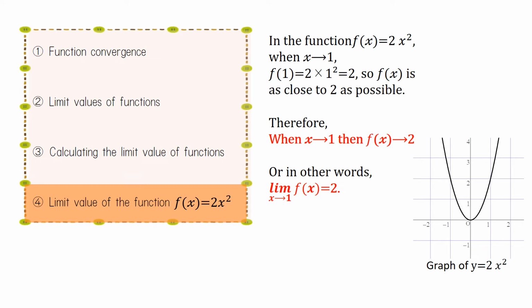Now let's do some actual calculations. In the function f of x equals 2x squared, when x is going towards 1, then f of 1 equals 2 times 1 squared, which equals 2. So f of x is as close to 2 as possible. Therefore, when x is 1, then f of x is 2, and the limit value is also 2.